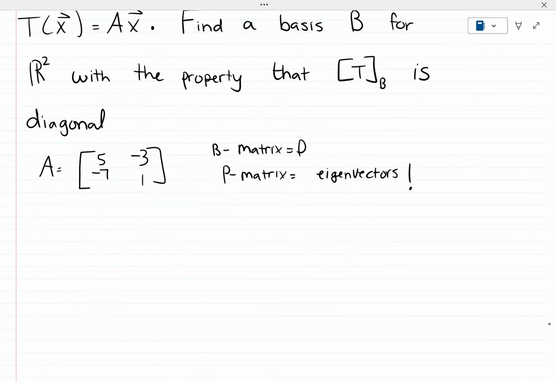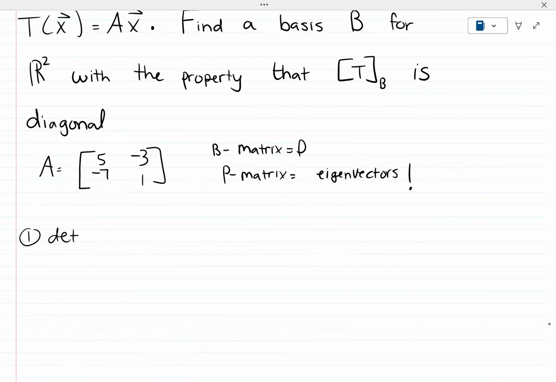So what are we doing? We've got to define T from R2 to R2 by T of X equals A times vector X. Find the basis B for R squared, or 2D, with the property that T_B is diagonal. So what I'm going to do first is find the determinant.